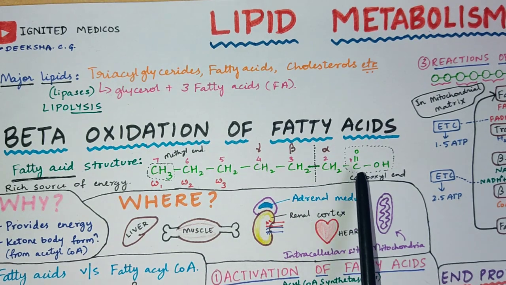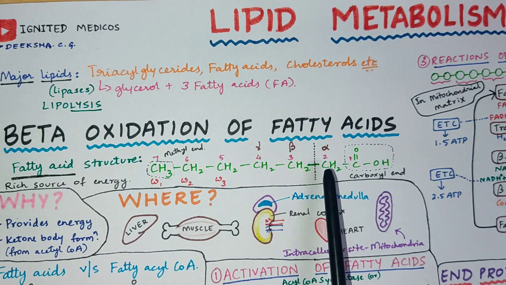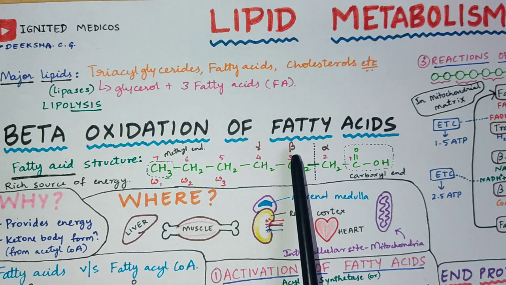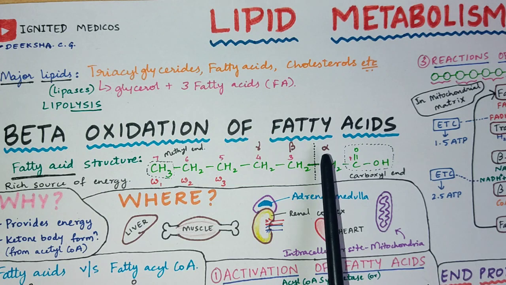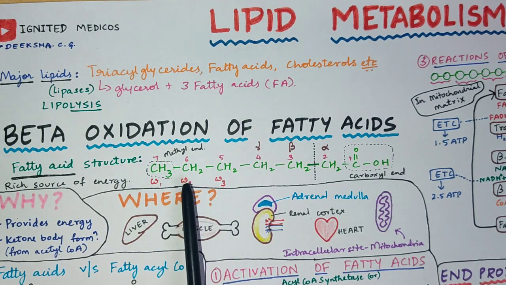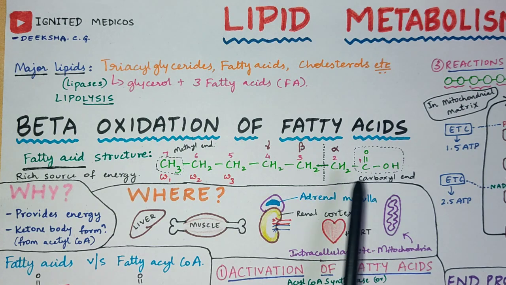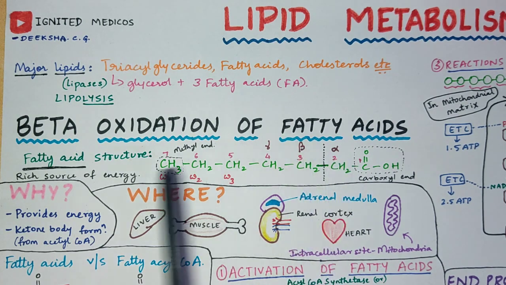The carbon next to the carboxyl group is named as alpha carbon. The carbon next to the alpha carbon is named as beta carbon, and in the same way we will be naming alpha, beta, gamma, delta and so on. To name from the methyl end, it will be like omega 1, omega 2, omega 3, omega 4 and so on. Here, the bond between alpha and beta breaks and produces energy in the form of ATP, and hence it is named as beta oxidation.